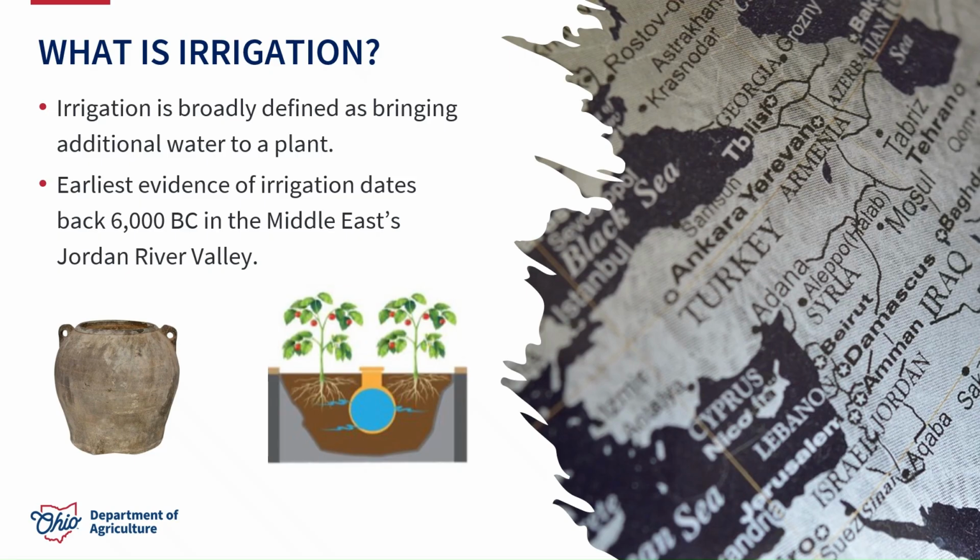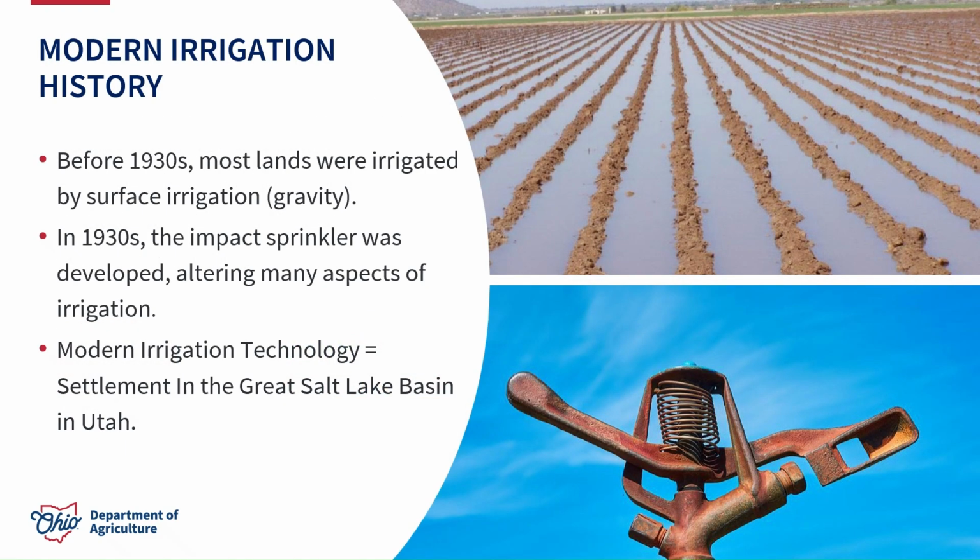When you look through history, irrigation dates way back, and there's evidence of irrigation in the Middle East in the Jordan River Valley all the way back to 6000 BC, where these ceramic pots were buried alongside plants and manually filled with water to then disperse additional water into the root zone and irrigate those crops. As with other industries and with agriculture, irrigation developed throughout time as well.